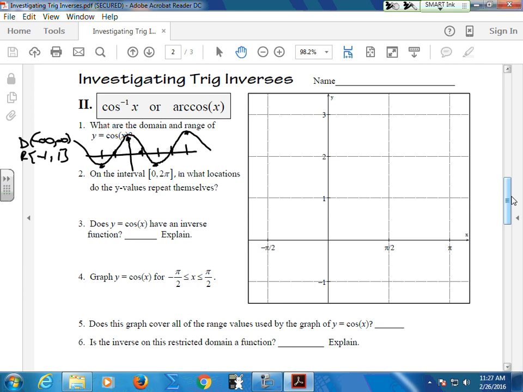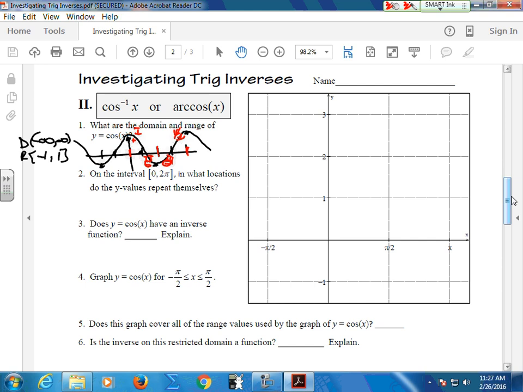Now, it's asking you this. On the intervals from 0 to 2 pi, from here to here, what quadrants repeat the same y values? So look up here. If this is quadrant 1 and the y is positive, this is quadrant 2 in here, and the y is negative. This is quadrant 3 in here, the y is negative. This is quadrant 4, the y is positive.